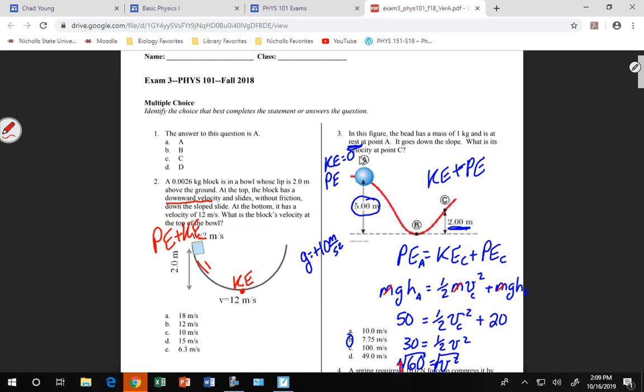So your question always is, what is h? And then what is v? If h is 0, potential energy is 0. And if v is 0, kinetic energy is 0. That's always the question you're asking. What is h? What is v?